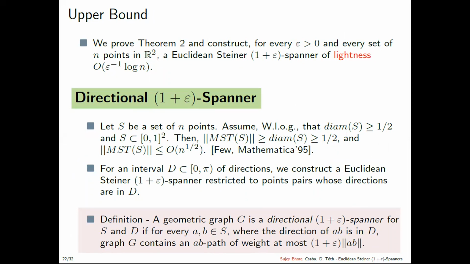So for an interval D of directions, we construct a Euclidean Steiner 1+ε spanner restricted to the point pairs whose directions are in D. So we are only interested in the pairs whose directions are in this certain range. Okay, so formally the definition of directional 1+ε spanner is the following. A geometric graph G is a directional 1+ε spanner for S and D if for every point pair A, B in S whose direction of AB is in D, the graph G contains an AB path of weight at most 1+ε times the length of AB.